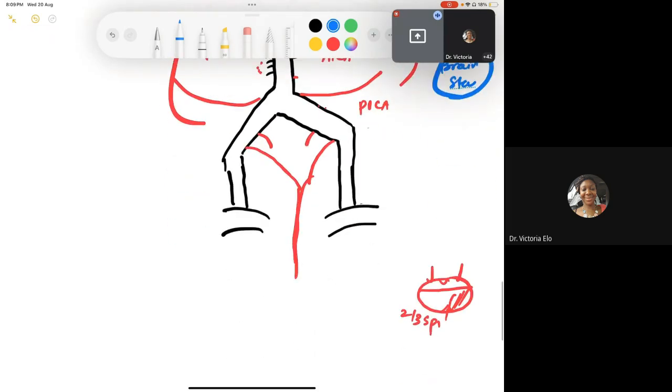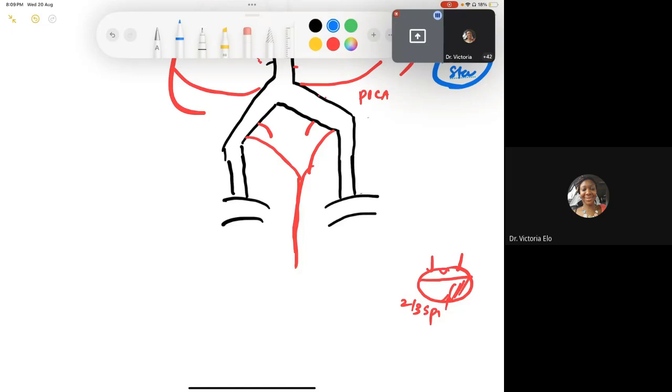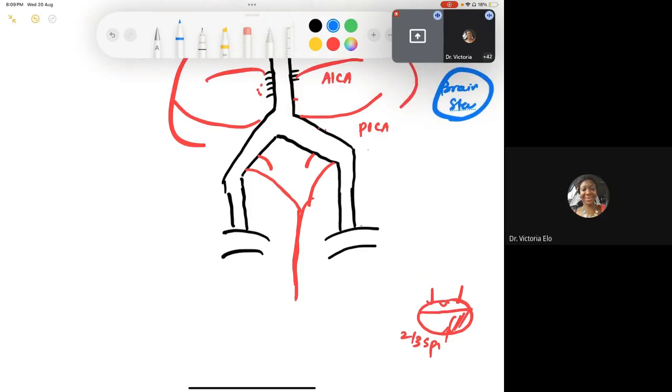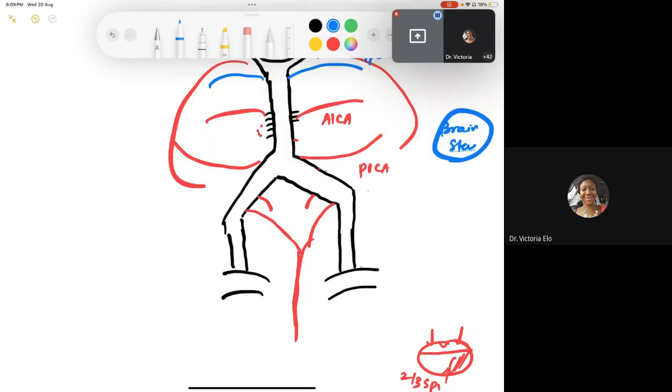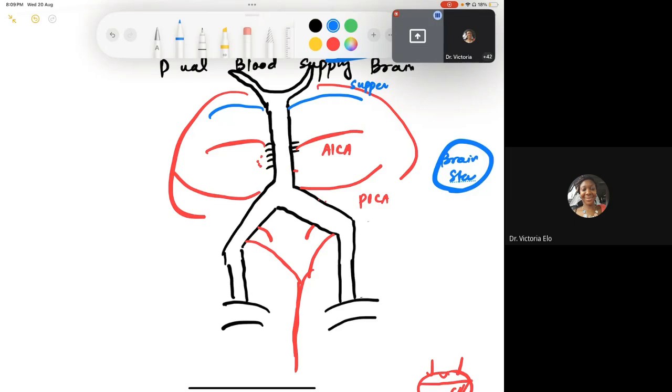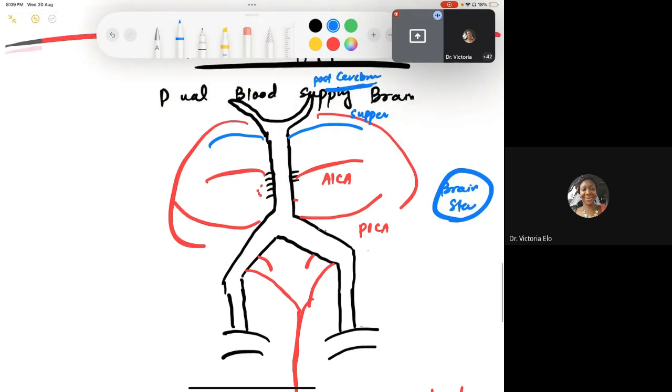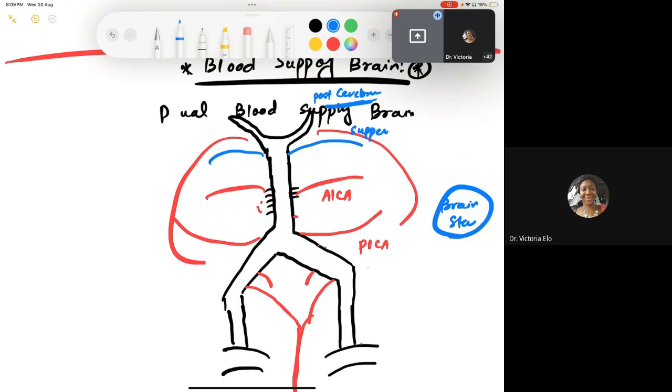So let me just give you an overview again. From the subclavian, we have our vertebral arteries. They are going to join at which junction? At the pontomedullary junction. They give one branch, which is the anterior spinal artery, which supplies the anterior two-thirds, and two branches in the posterior aspect, which are going to supply the remaining one-third of your spinal cord, right? Then it's going to move upward as the basilar artery. It's going to give PICA, the posterior inferior cerebellar artery, AICA, the anterior inferior cerebellar artery, then the superior cerebellar artery, and in the end, the posterior cerebral artery. Is it clear?